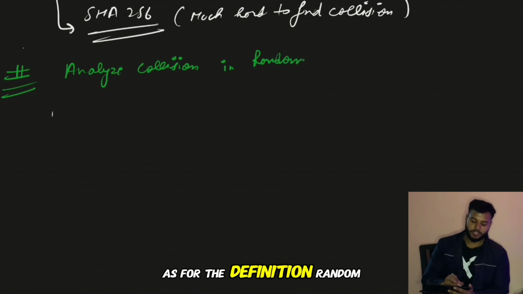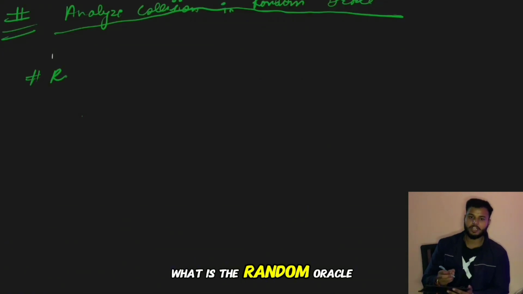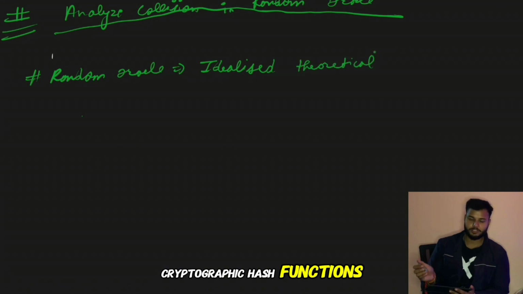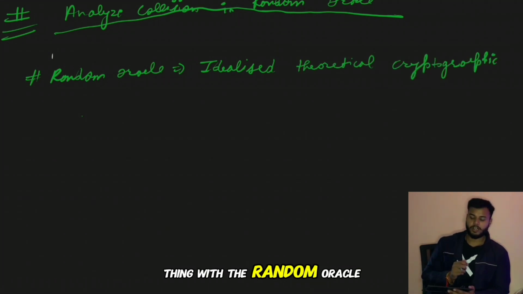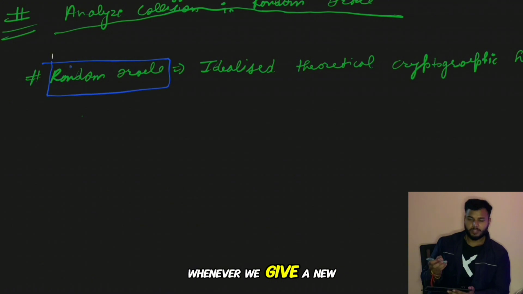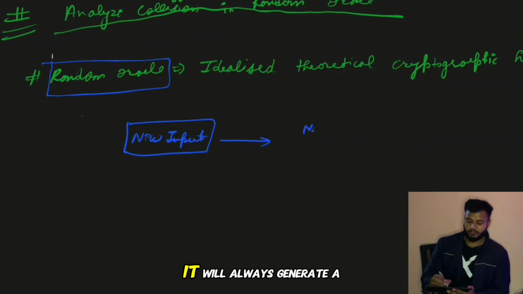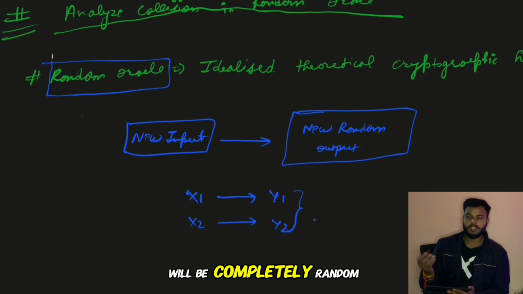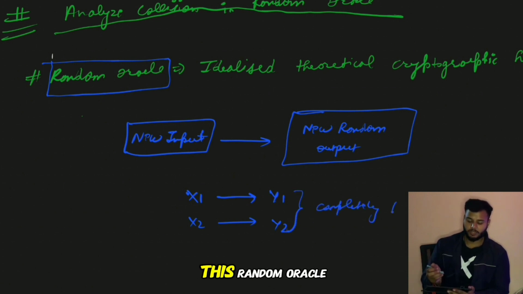As per the definition, what is a random oracle? A random oracle is an idealized theoretical cryptographic hash function. The thing with the random oracle is that whenever we give a new input to it, it will always generate a new random output. So let's say we give x1, it will produce the output y1. If we give it x2, it will produce y2, and these y1, y2 will be completely random. This is the property of a random oracle.